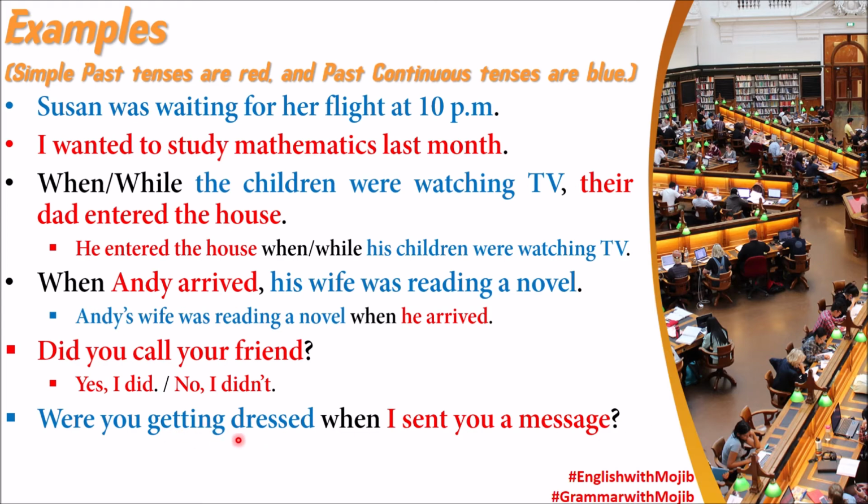Get dressed means to become ready, to put on your shirt, pants, and everything to get ready to go out or go to a party or anything. Yes, I was, or no, I wasn't. So the short answers come with was, were, wasn't, or weren't. Okay, I think these examples have clarified these two sentences much more than before. If you have any questions, please write them down and you're able to ask me in various ways.